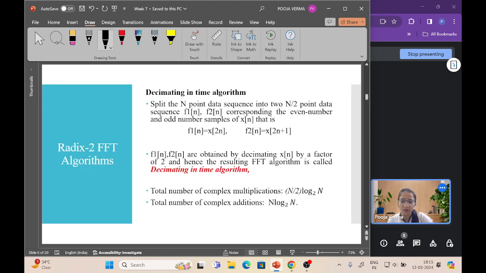The second algorithm is the radix 2 FFT algorithm. So what is the radix 2 FFT algorithm? Let we have N samples, a total of N data points, and N must be 2 to the power v, where 2 is the radix. That's why this is called the radix 2 algorithm, and v is the number of stages. For example, an 8 point DFT we write as 2 to the power 3, where 3 denotes the number of stages.